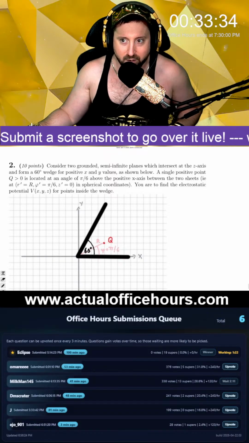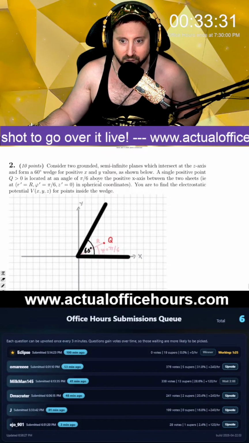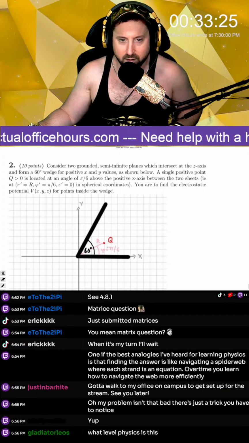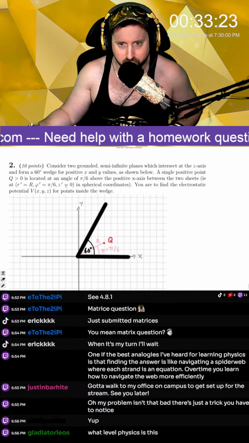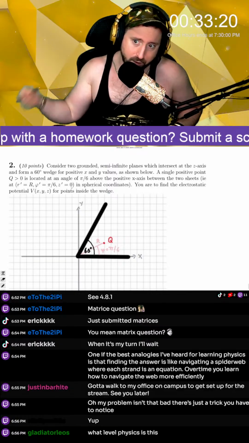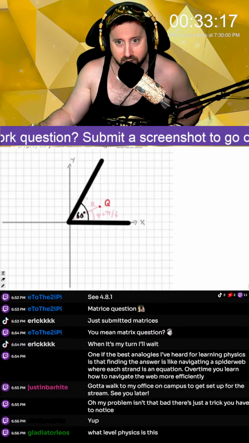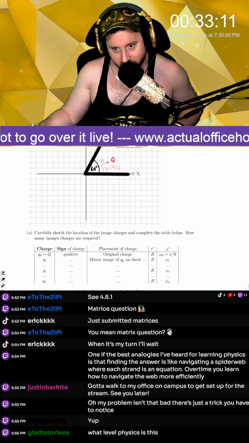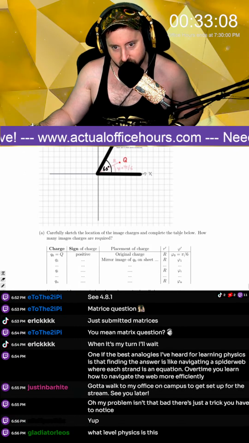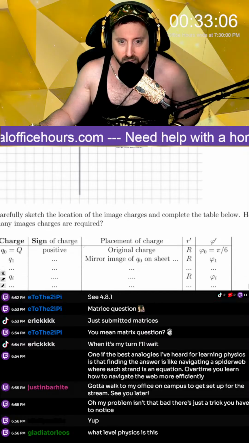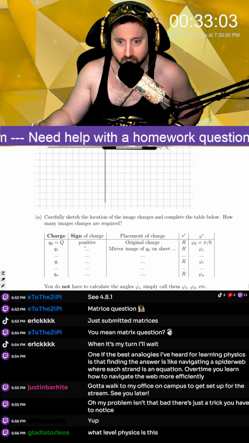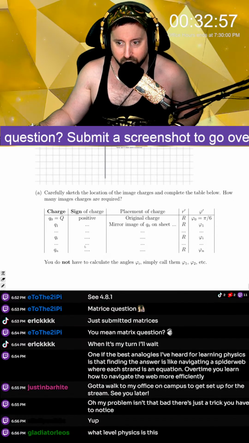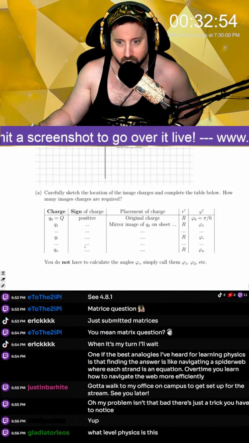Yeah, exactly right. Okay. A single positive point charge is located at an angle pi over 6 above the x-axis between two sheets. Okay. At r prime equals r. I don't know why they put these primes on things. You were to find the electrostatic potential for points inside the wedge. Right. Carefully sketch the location of the image charges and complete the table below. How many image charges are required? Right, okay. You do not have to calculate the angles. Simply call them phi 1 and phi 2. Interesting.